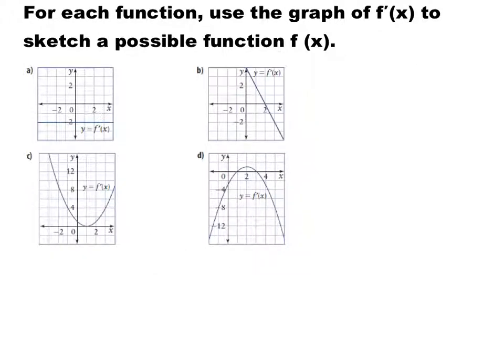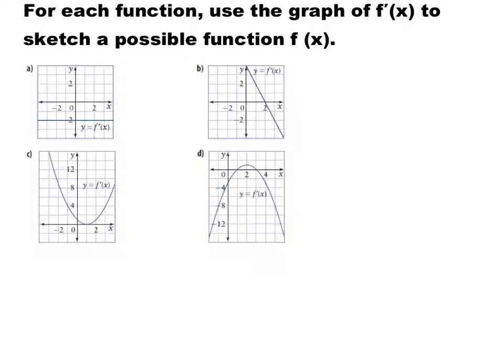The next question says, for each function, use the graph of f prime to sketch a possible function of f of x. Just remember that it says a possible function. This means that there are infinite number of solutions, and we are going to just plot one of the possible functions. The first one, a, is just showing us that f prime is always negative 2. Since f prime is less than 0, then we know that the function is decreasing all the time.